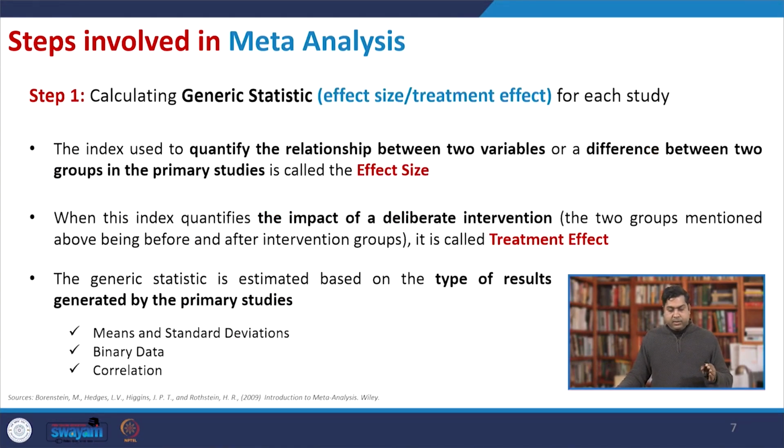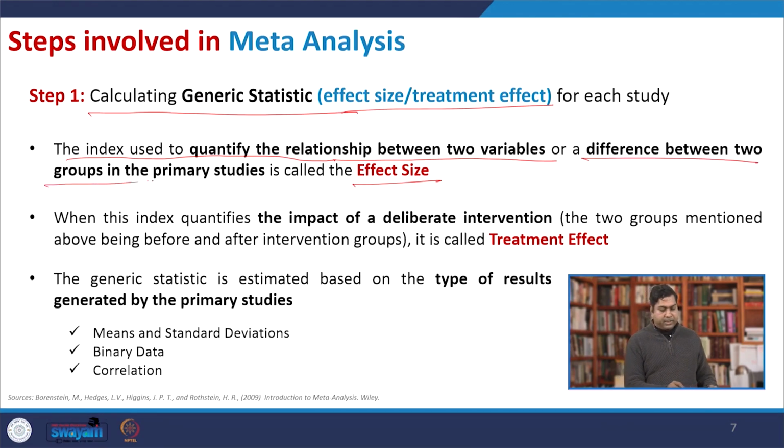Now, let us discuss one after another the steps that we need to follow for the meta analysis. Calculating generic statistics: normally the effect size or treatment effect for each study under our consideration. So, what is effect size? Effect size is nothing but an index used to quantify the relationship between two variables or the difference between two groups in primary studies. Primary studies means the studies that we have considered, right? The ones who actually reported those findings are called primary studies.